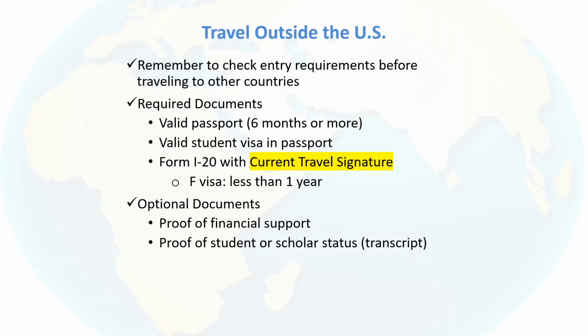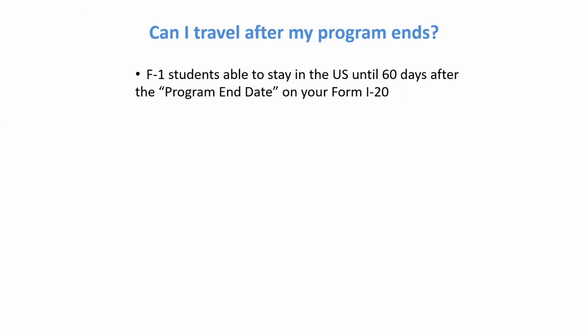Travel outside the U.S. Remember to check entry requirements before traveling to other countries, as you might need a visa. Required documents: valid passport, 6 months or more, valid student visa in passport, Form I-20 with current travel signature. One travel signature on your I-20 is valid for no more than a year.